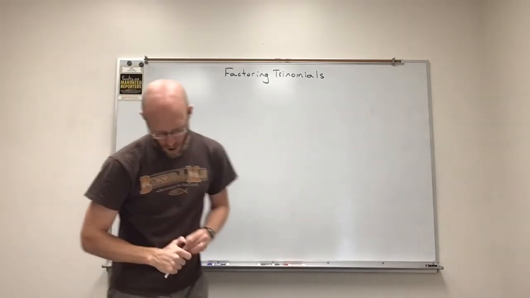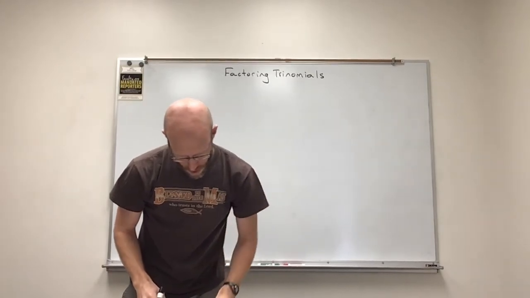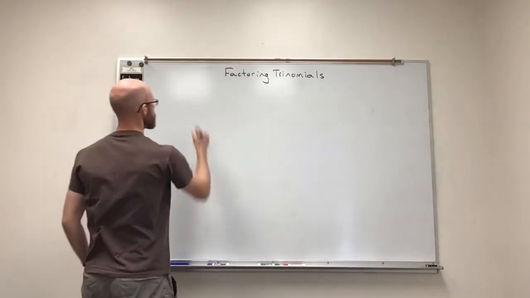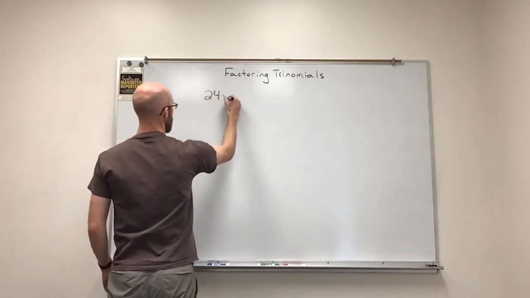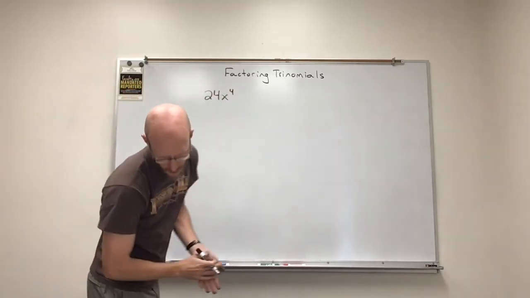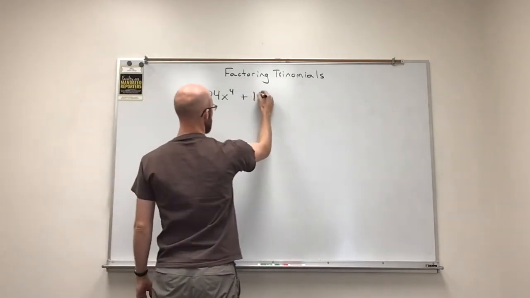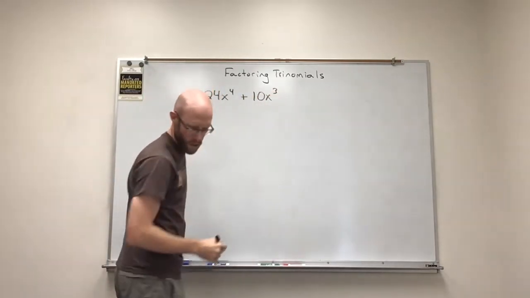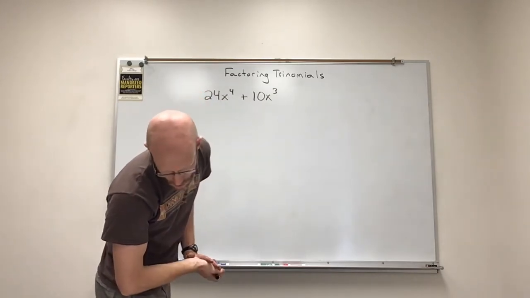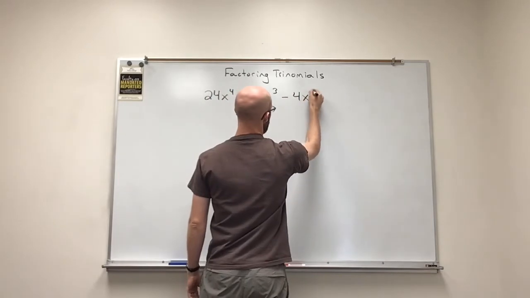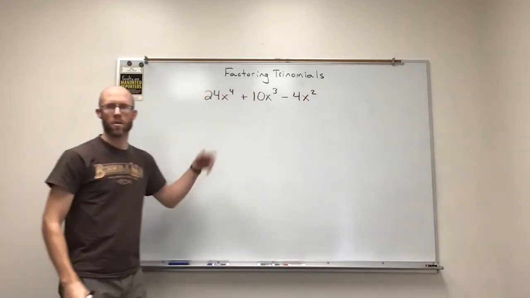Next one gets into some more numbers, and some bigger powers. So 24x to the fourth plus 10x cubed minus 4x squared. Okay, so here's one.